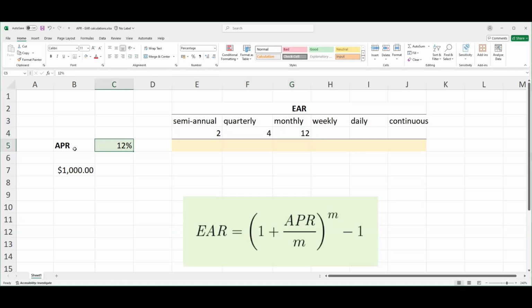Now, the annual percentage rate ignores the interest earned on interest within the year, whereas the effective annual rate takes it into account. So that is the conceptual difference between these two interest rate quotations. To make that clear, let's focus on the semi-annual case. After 6 months, you will earn half of this because there are 2 periods within the year. So the bank will pay you 6% after 6 months.